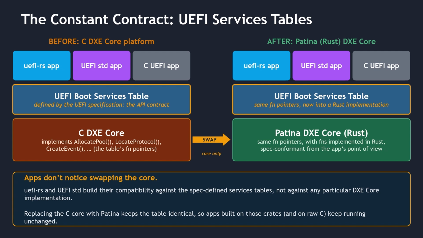Here we're going to look at the difference between an underlying C DXE core and a Patina DXE core, regardless of how you have written your applications and drivers on top. If we look at the left side, you can see that there could be applications written in a variety of methods. If you want to write them in Rust using the wrapper libraries provided by UEFI RS, that's one approach. You could have written it using std as well, in addition to a C authored UEFI application. These are going to go through the boot services table, and that is the primary abstraction that allows these different ways to work with an underlying C DXE core.